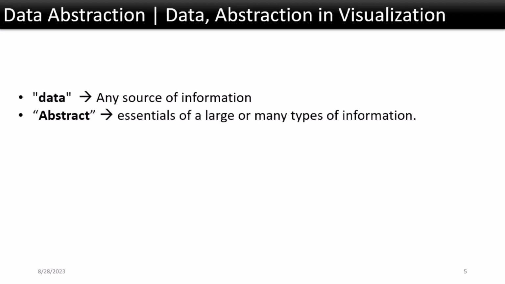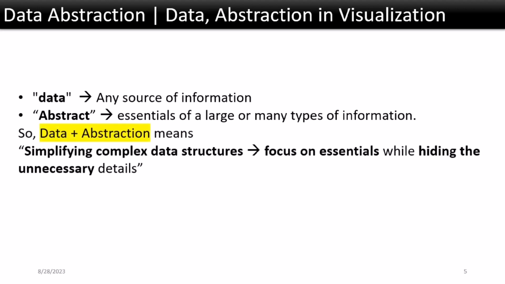Data is found everywhere. Data is always unstructured, and humans use this data to take decisions. So data is any source of information that is represented in any form. Abstract refers to the summary or the concatenated version of a large amount of information or many types of information. From these two, we can say what data and abstraction is.